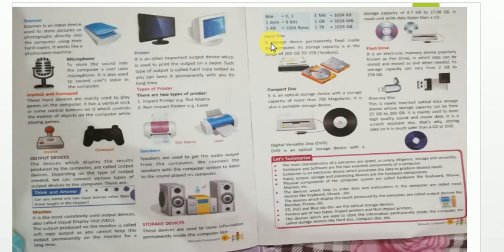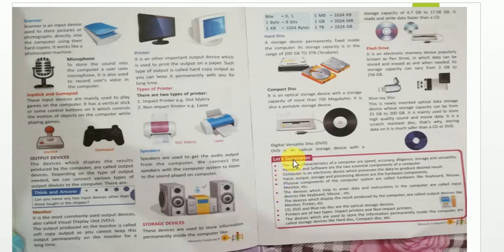Hard disk is a storage device which stores data permanently and is fixed inside the computer. It can store a lot of data, and its storage capacity is in the range of 200 gigabytes to 3 terabytes. It is a storage device permanently fixed inside the computer.